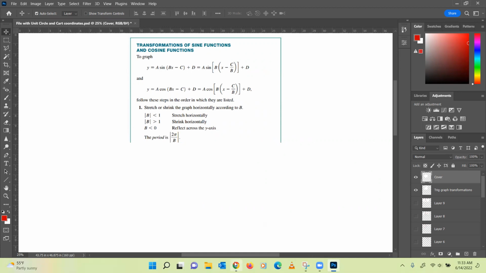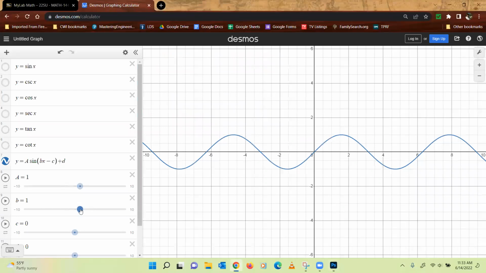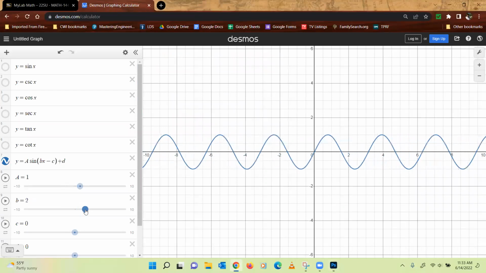So let's go back here to Desmos. We're going to change b to 2. What is the period? I'm going to show our original function where the period was 2 pi. Notice now we get through one full section of the graph in 1 pi distance. So if you take 2 pi and divide it by the b value, which is now 2, you get the new period, which is pi. So dividing 2 pi by the b value gives you the new period.